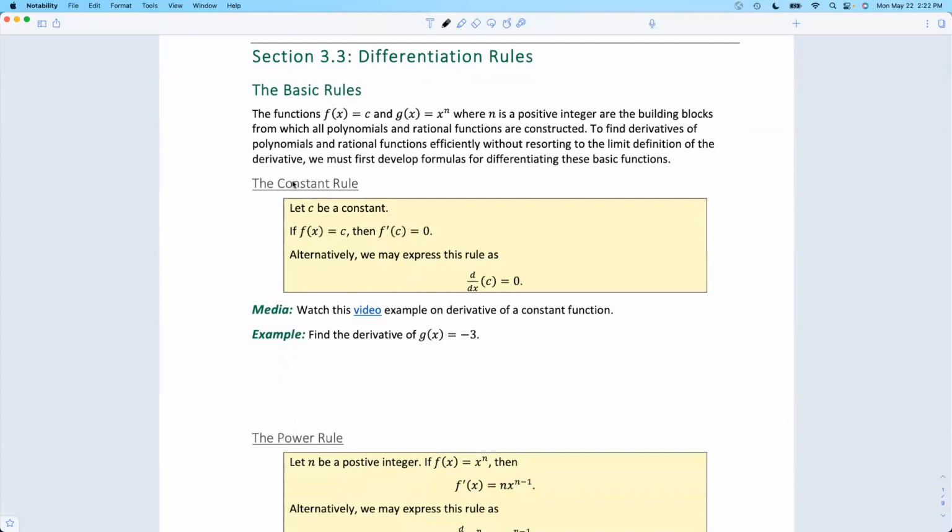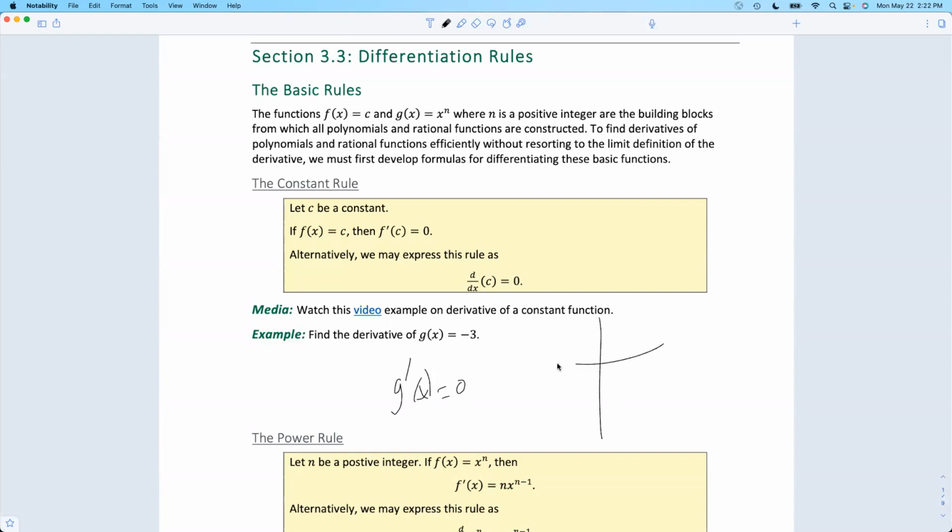First rule is the constant rule. I would definitely recommend pausing and writing all these down in your notes as we go through. This says, if your function is a constant, then its derivative is 0. Remember, derivatives are rates of change. Change in y over change in x, slopes of tangent lines. Constants don't change. So the derivative of a constant is 0. So right here, we've got g of x is -3, then g prime of x is just 0.